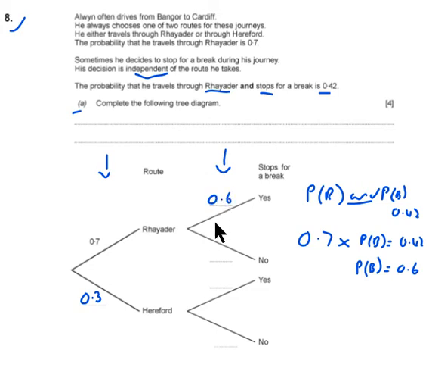The probability he stops for a break and the probability that he doesn't stop for a break are exhaustive events, and their probabilities add up to 1. So the probability that he doesn't stop for a break is 1 minus 0.6, which is 0.4. These probabilities are the same whether he goes through Ryder or Hereford, so we can complete the tree diagram by putting 0.6 that he stops for a break and 0.4 that he doesn't.